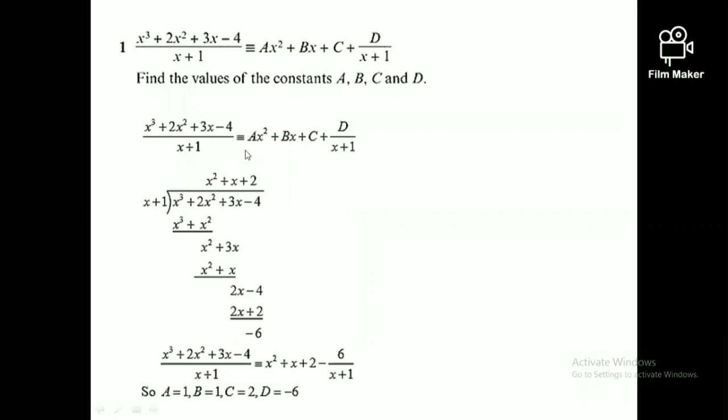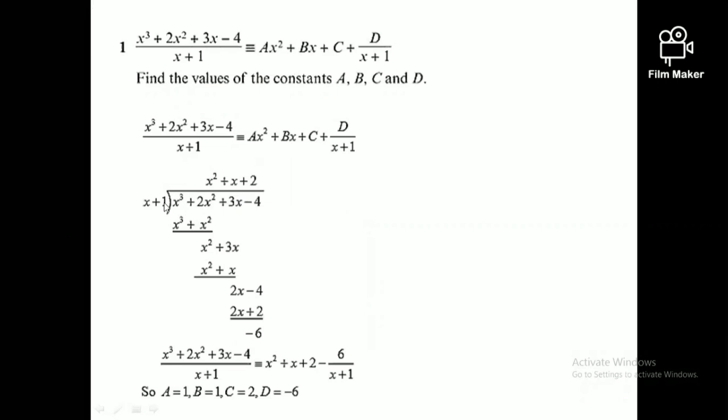Right. In this question, what you need to do is divide x cubed plus 2x squared plus 3x minus 4 by x plus 1. This is the form where we have to find a, b, c, and d. We will use long division to do this question. Then you have to divide x cubed plus 2x squared plus 3x minus 4 by x plus 1.